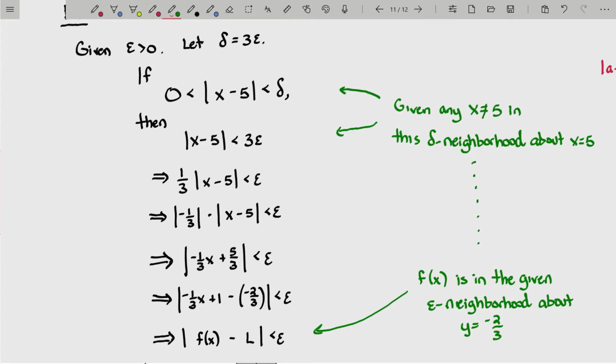So given any x value, not 5, because x is not going to be allowed to be 5, but given any x value that's not 5 in this delta neighborhood that we have designed, which is 3 times epsilon, that's centered at 5, the function value of x is in the given epsilon neighborhood about our output, negative 2/3.